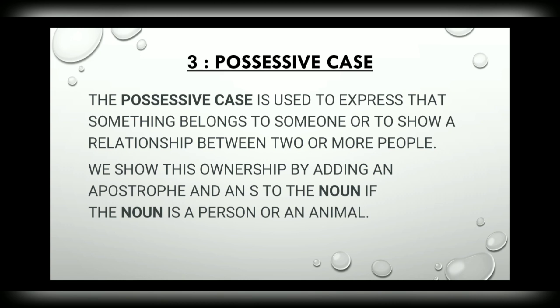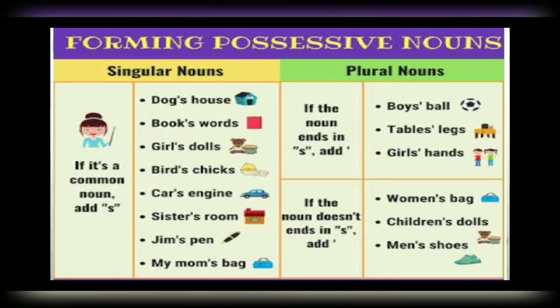Possessive case. A noun is said to be in the possessive case when it shows the possession of anything. It is shown either by the use of an apostrophe and s or by the preposition of. The possessive case is used to express that something belongs to someone or to show a relationship between 2 or more people. We show this ownership by adding an apostrophe and an s to the noun if the noun is a person or an animal. Write the definition of possessive case.